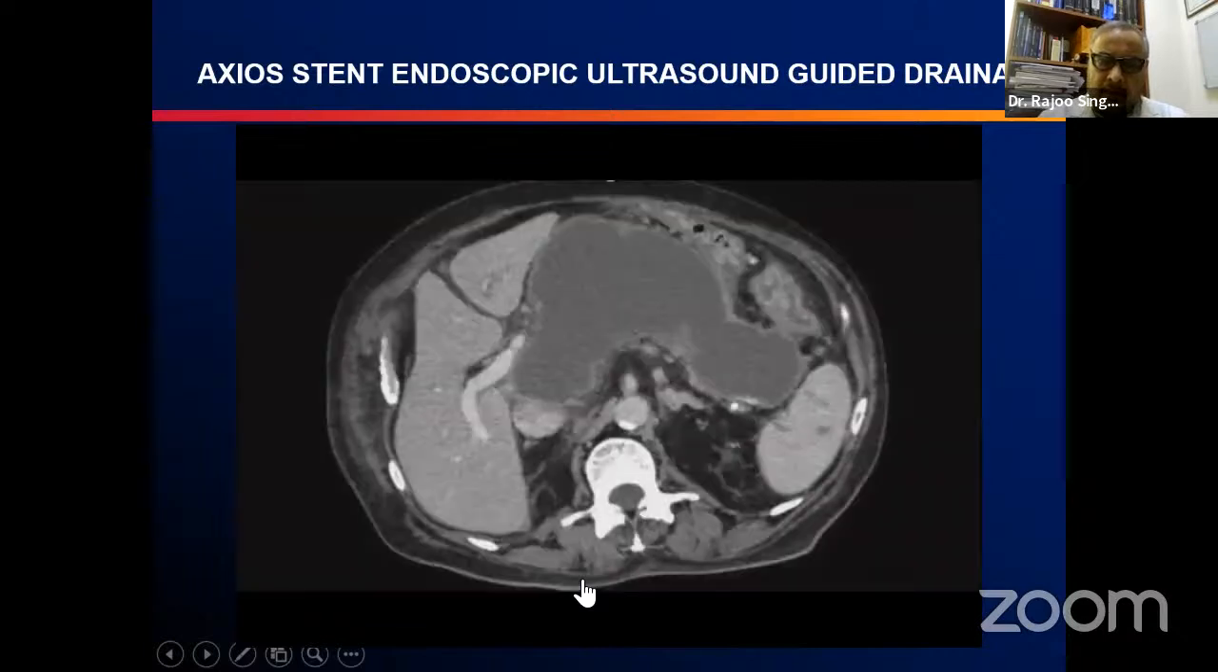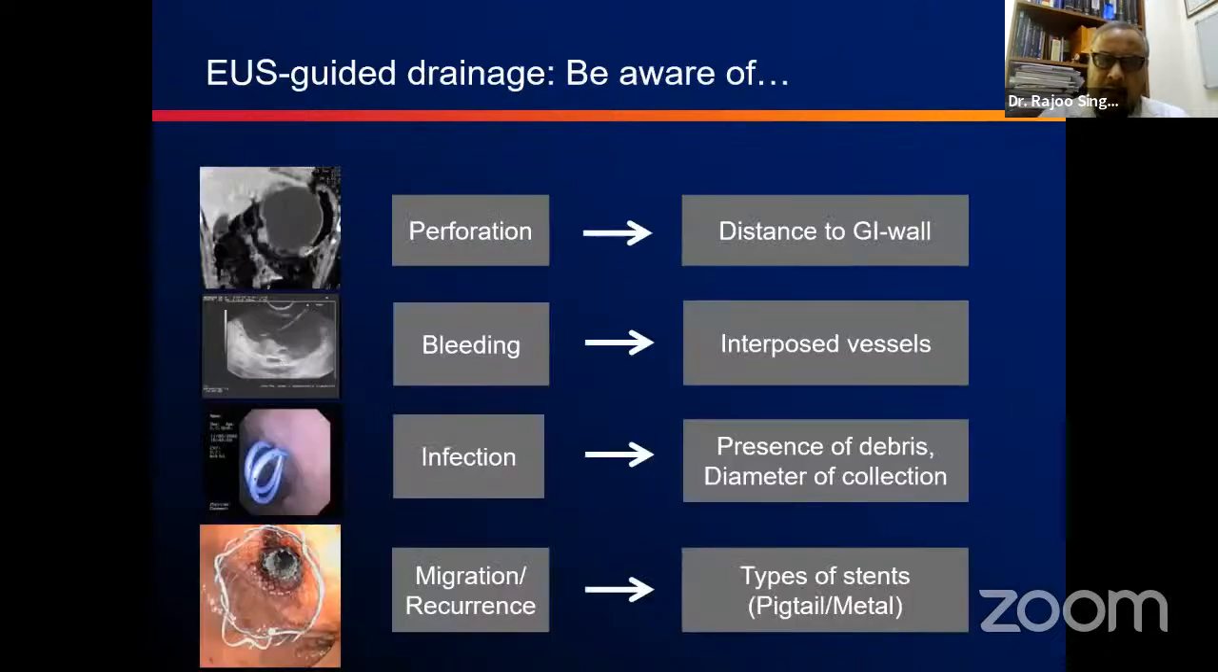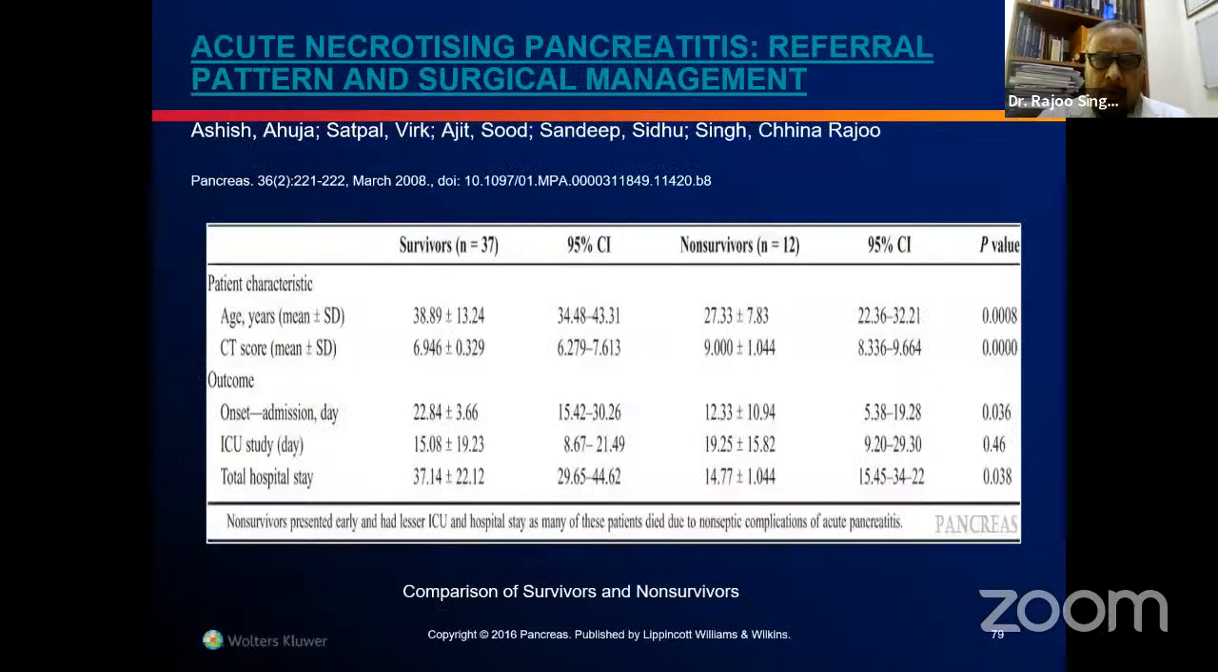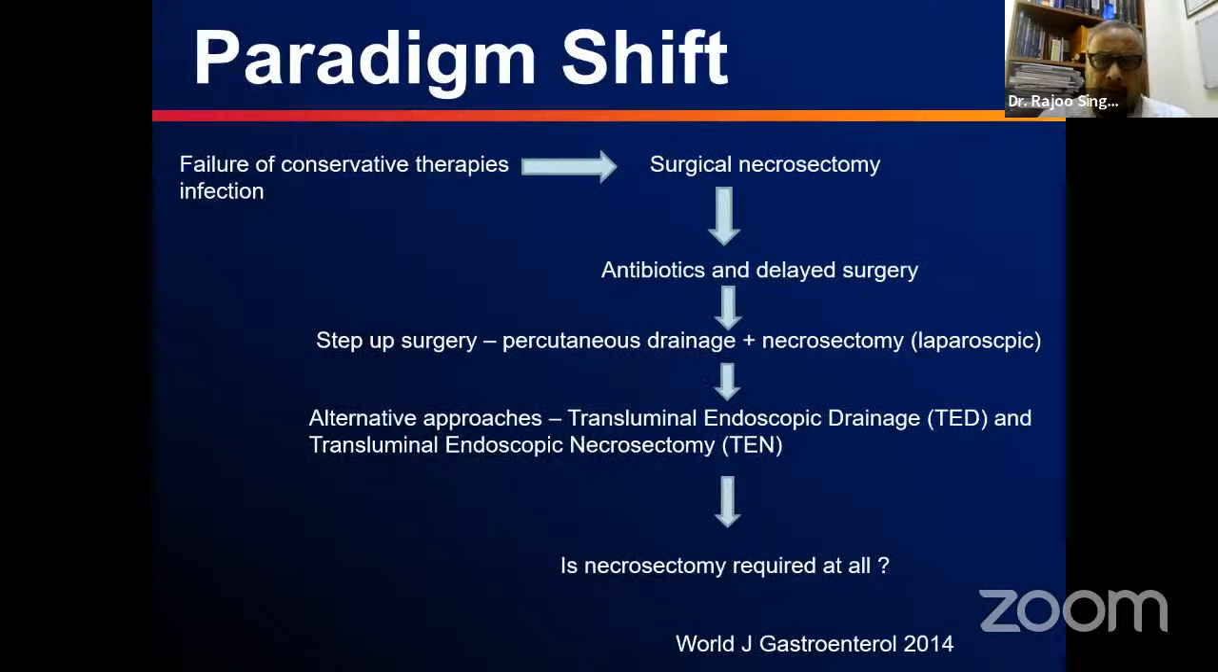So this is how the Axios stent is placed. It is costly. It can lead to some problems with EUS guided drainage. We have to be careful about perforation, bleeding, infection, migration and recurrence of the problems, but they are taken care of with proper management and proper pre-procedure protocols. This is a few of the data we have.